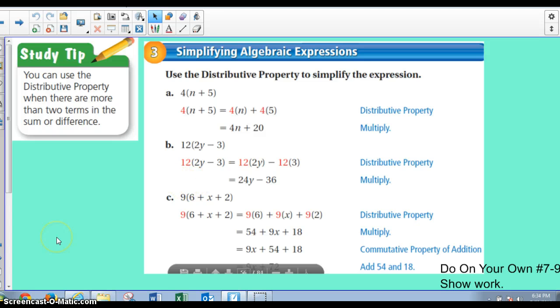Why don't you give it a try? Make sure you're looking at all the different properties that can be used before you're sure that your answer is done. Do the on your own numbers 7 through 9, show all your work, and label your properties.